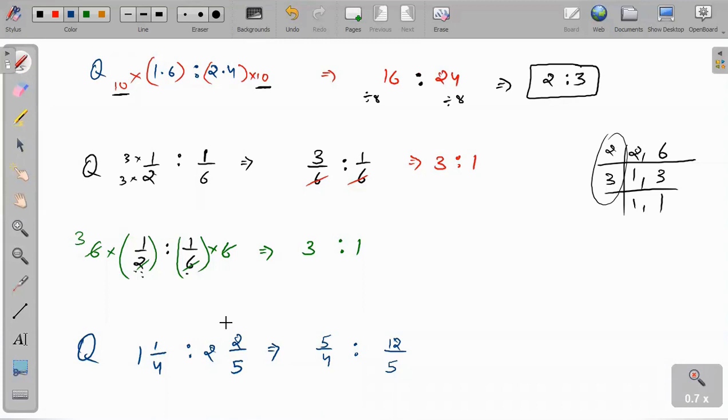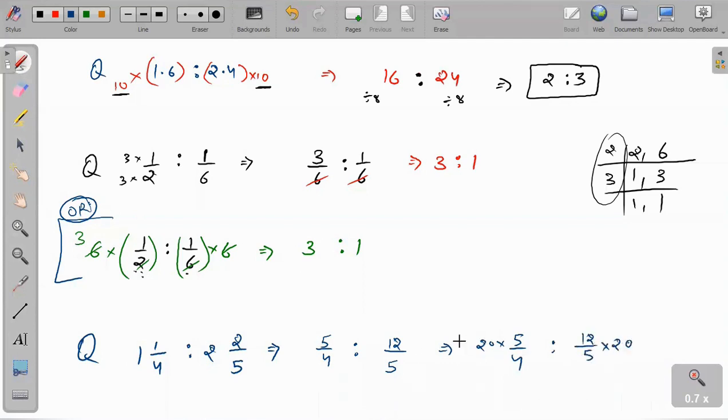Then what was the next step? They become the normal fraction question. We just solved a fraction question. You're then going to take the LCM, which is going to be 10. Wait, 20. We can do 20. So we're going to times them by 20. So 20 times 5/4 ratio 12/5 times 20.